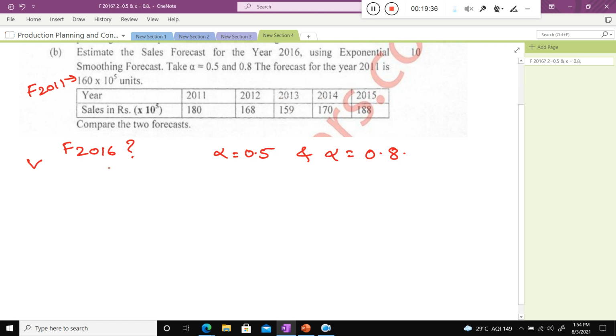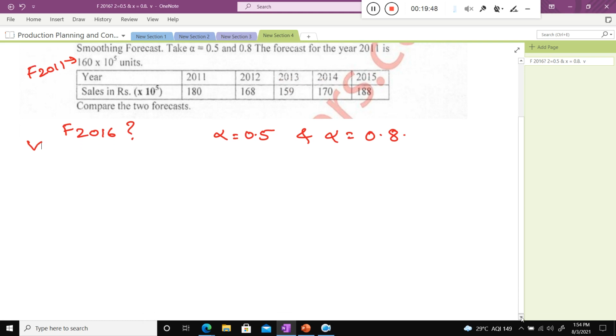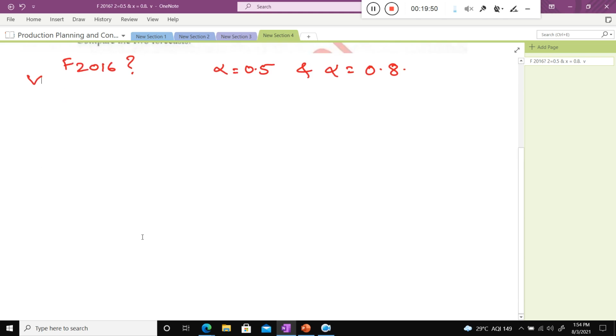But the new thing is that the alpha values are 0.5 and 0.8. You need to put both values and try to identify which one is the best. So I will first put all the given data and try to solve. Just wait.